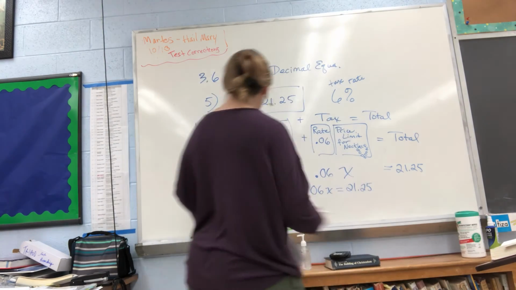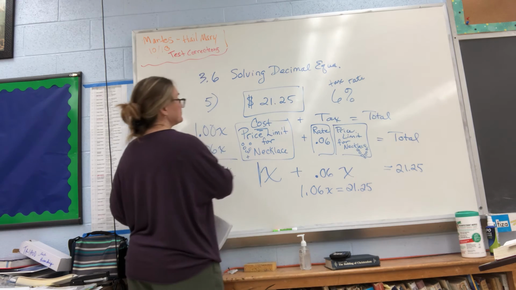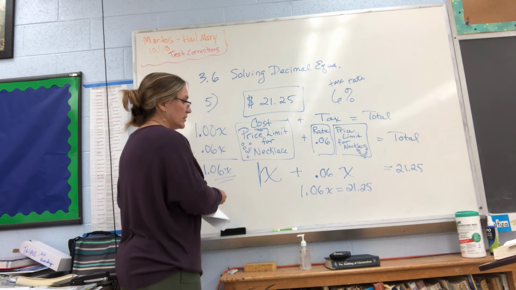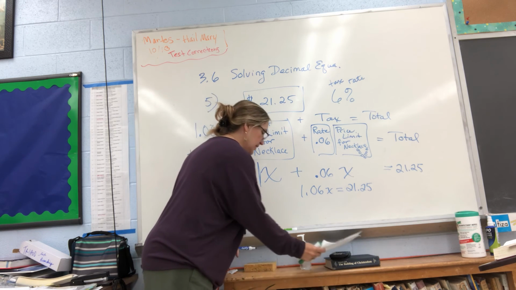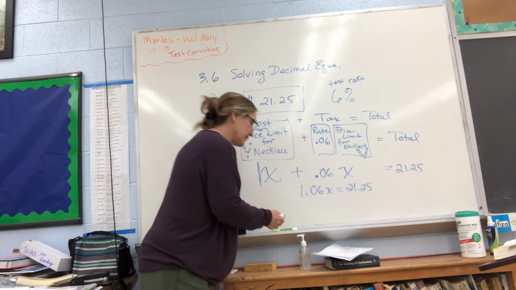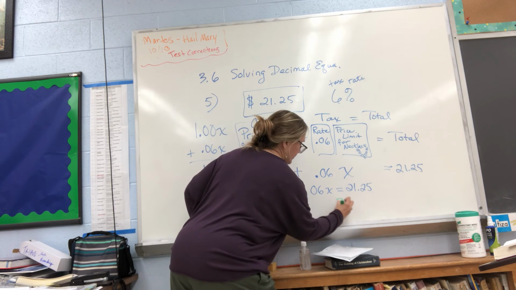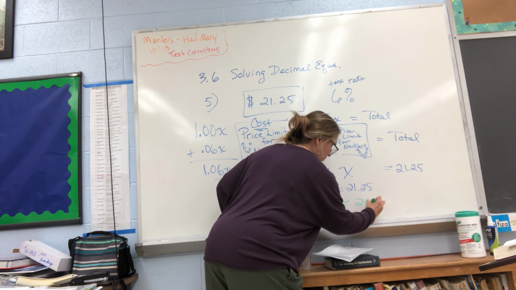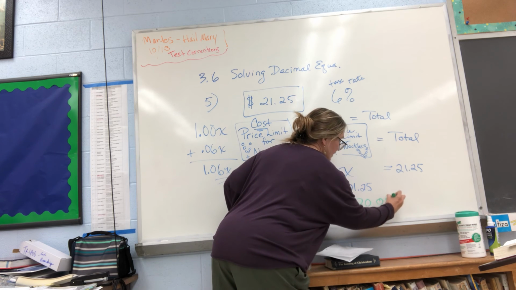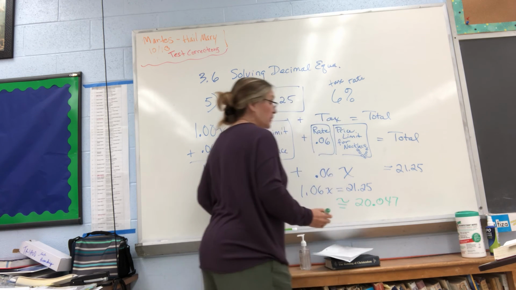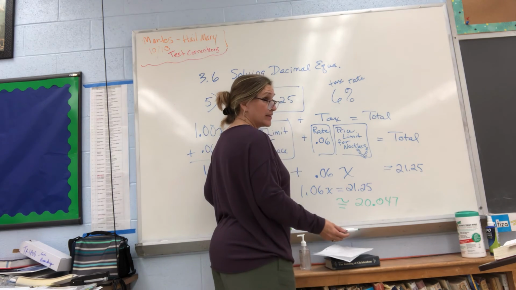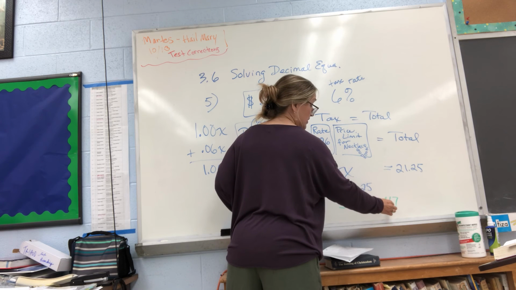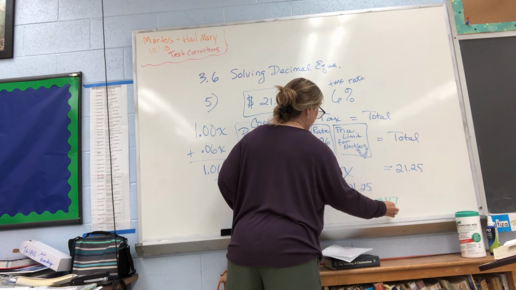What are we going to do to both sides? Divide it. Go ahead and use your calculator, please, and divide that. Give me a second. What do you have? What is it? 20.047. This is money. So guess what? You usually do what? Money sign. You round to the nearest what? Penny, which is the hundredths place. I'll underline that hundredths place. The 4 is in there.